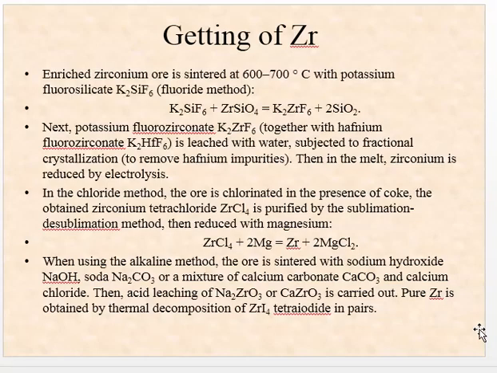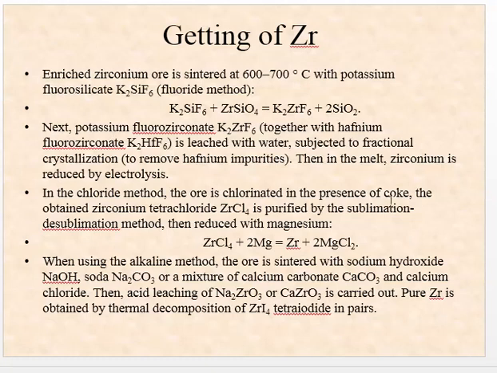How can we get zirconium? Enriched zirconium ore is sintered at 600-700 degrees Celsius with potassium fluorosilicate. This is the fluoride method.